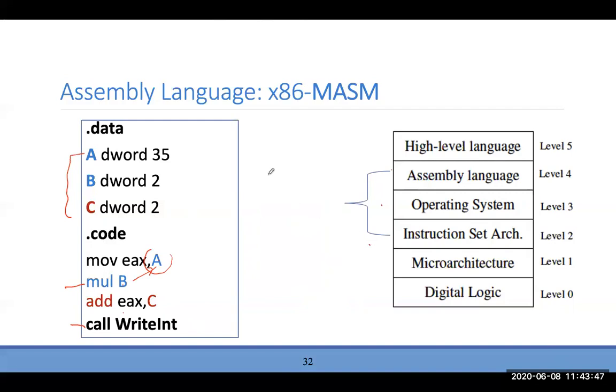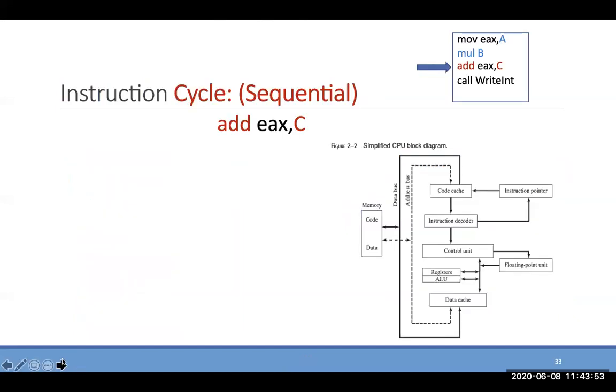All right, so in x86, this is going to be your program. You have the data and you have the code. Okay, so we have something else we call the instruction cycle. We're going to talk about this in more detail. Again, this is just like the big picture of this class. So if you look at the instruction cycle, if this is the code, so this is add EAX, C to EAX, this is going to be the code.